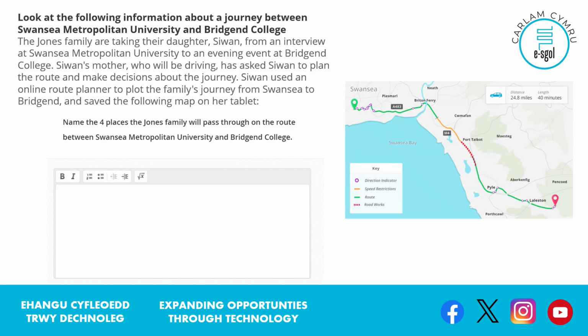So the first question asked here is, name the 4 places that the Jones family will pass through on the route between Swansea Metropolitan University and Bridgend College. Now, this is a free fill element. So what it means is you would fill in, you would type into this box what your answer is. So it's not multiple choice, it is instead free fill.